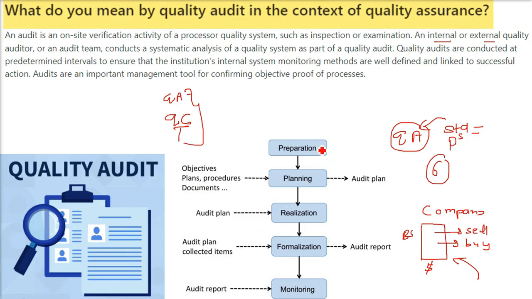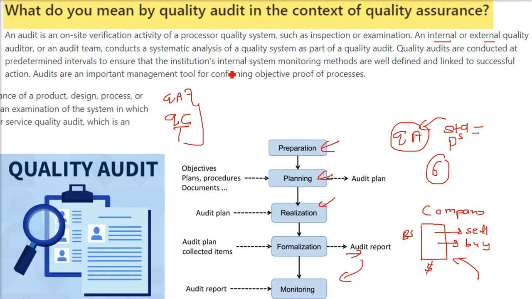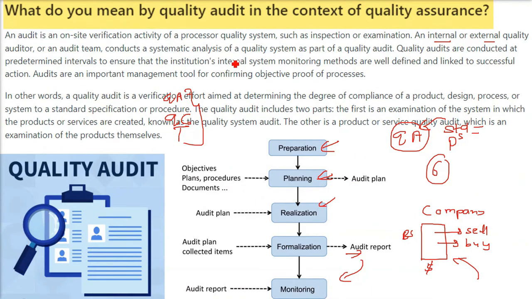For this, the quality audit process basically produces a report saying that these things are not followed and you need to work on them. So in order to ensure quality assurance, we need to take the quality audit report seriously. Okay, let me tell you in another way also.